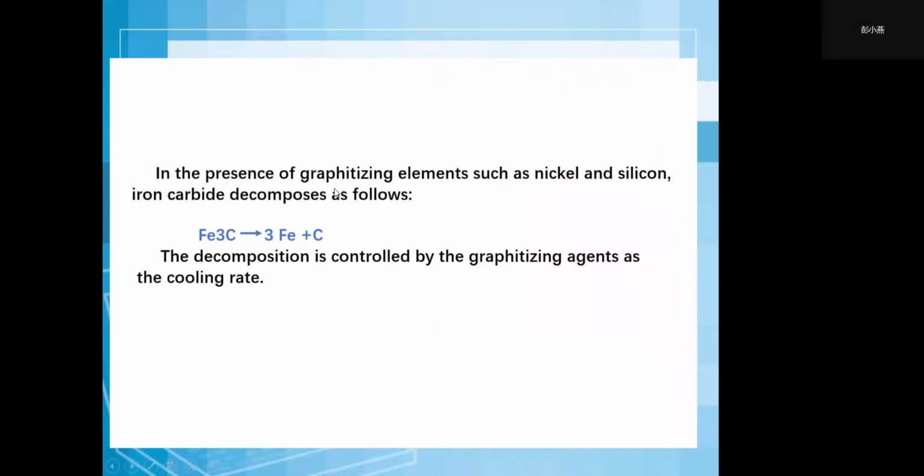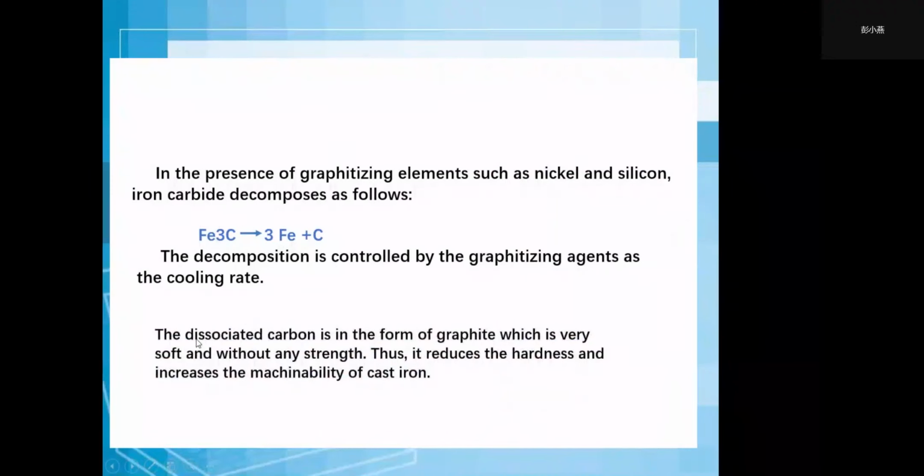In the presence of graphitizing elements such as nickel and silicon, iron carbide, the cementite, decomposes into iron and carbon. Carbon is in the form of graphite, and the decomposition is controlled by the graphitizing agent and the cooling rate. The dissociated carbon is in the form of graphite, which is very soft and without any strength. Thus, it reduces the hardness and increases the malleability of cast iron.